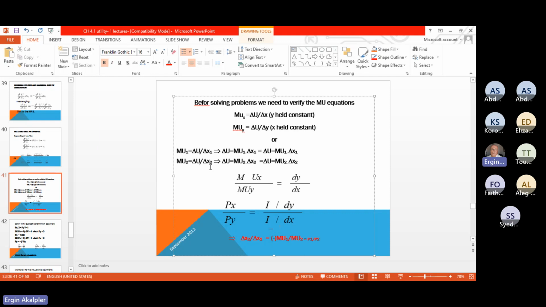Then when you divide both sides by the marginal utility of y, you will get marginal utility of x over marginal utility of y becoming equal to delta y over delta x, isn't it? And this then gives you px over py is equal to I over delta y and I over delta x, which means delta x2 over delta x1 is equal to minus marginal utility of 1 over marginal utility of 2, which is equal to p1 over p2. And if you are asking me where this all comes from, I will show you one more.